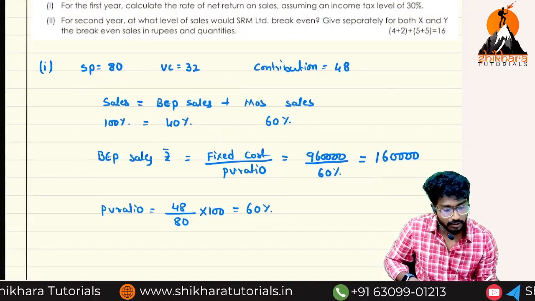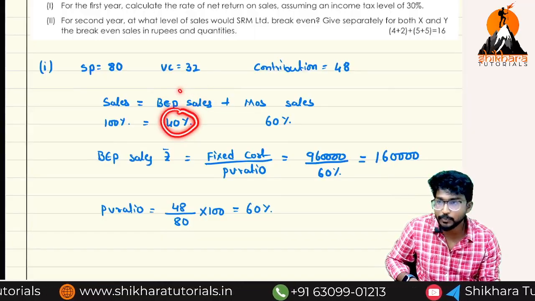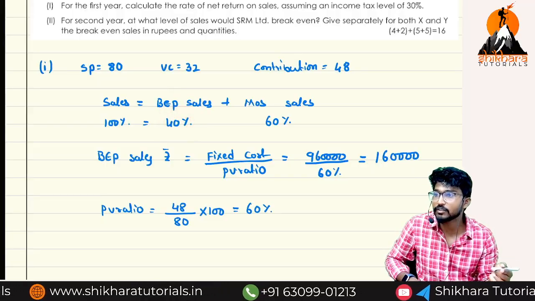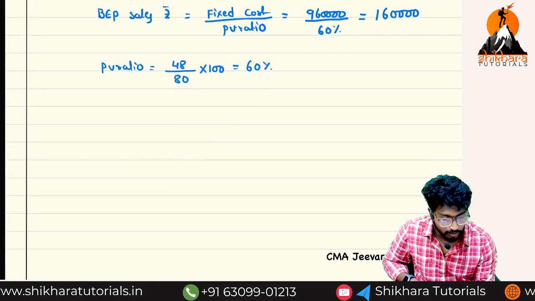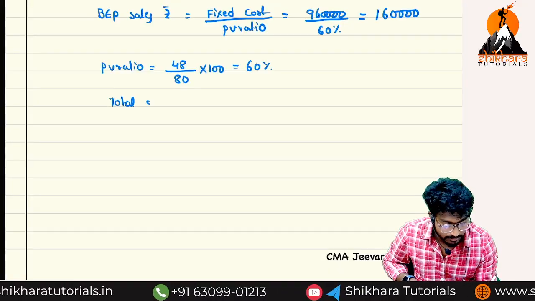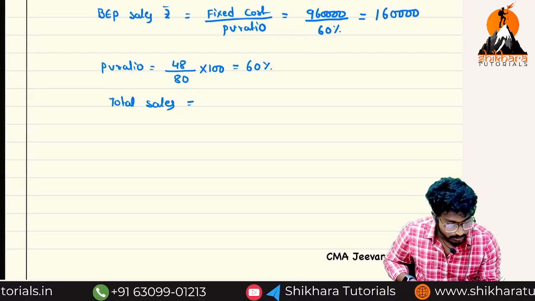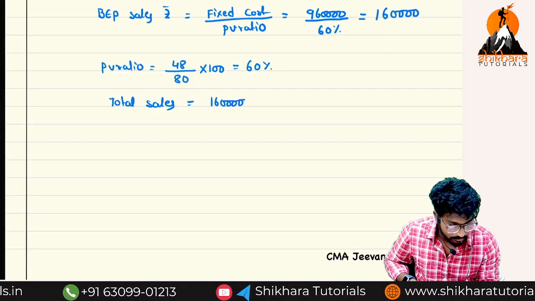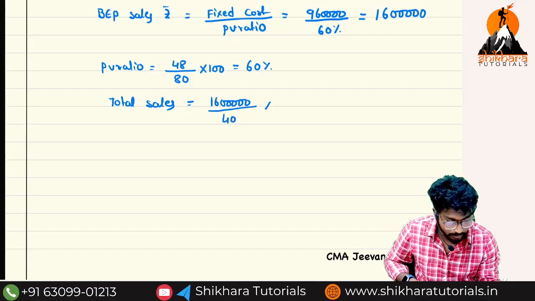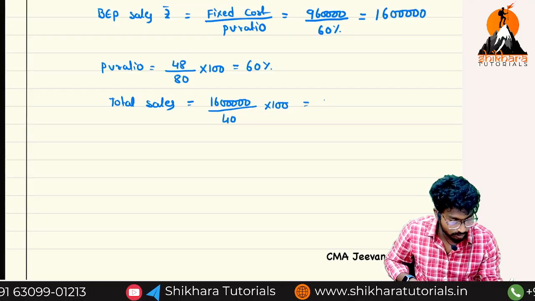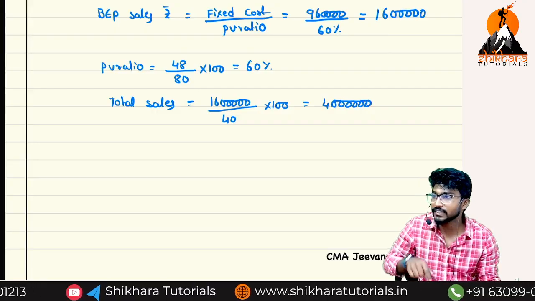If you see here, BEP sales is how much? 16 lakhs. That is equals to how much percent, Nana? 40%. Now BEP sales is equals to 40% of total sales. Then what is the total sales? Now total sales is equals to 16 lakhs divided by 40 into 100. That comes to 40 lakhs. Am I correct?